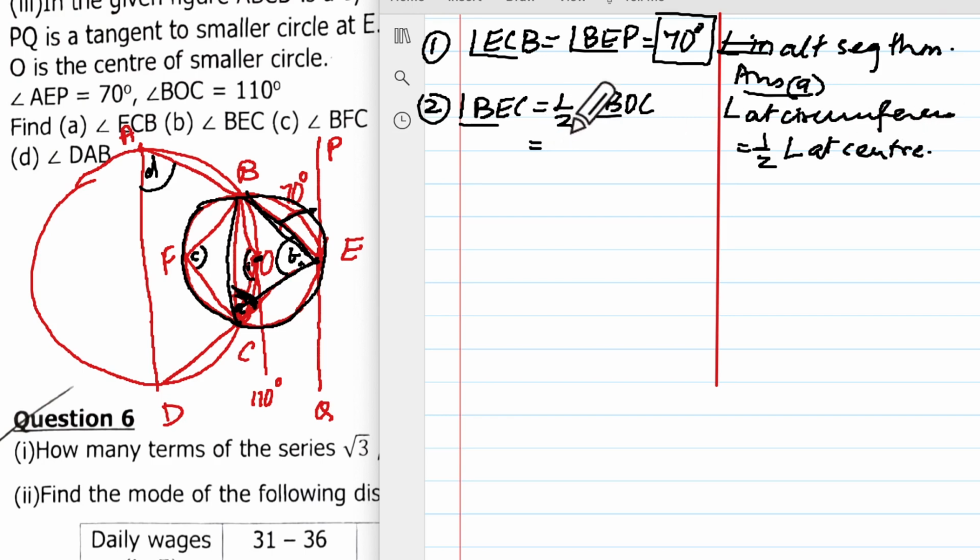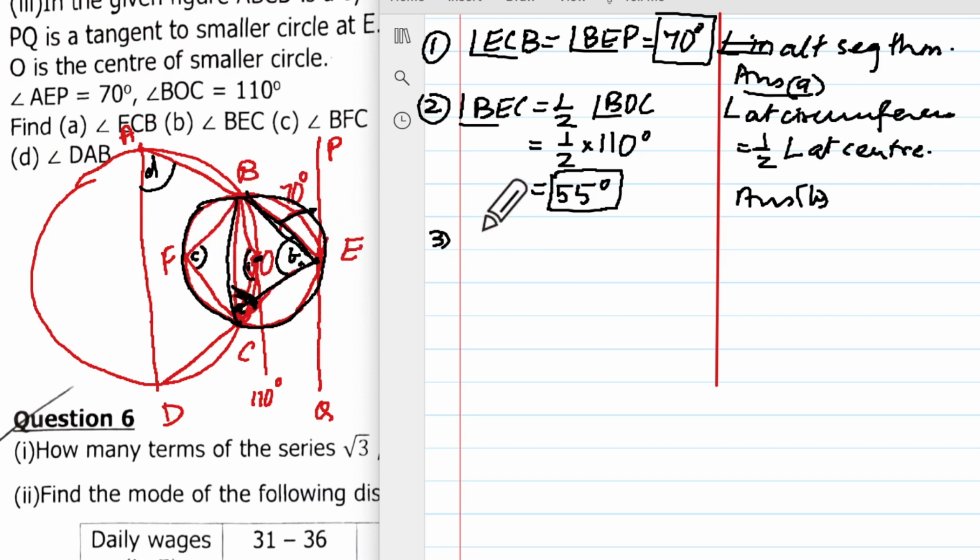Okay, so that is going to give you half into BOC, 110 degrees, which is equal to 55 degrees. This is your answer B. So we finish with this also. This is 55 degrees. BFC. Now BFC and this. Can you see what is this? Isn't it cyclic chord? So angle BFC plus angle BEC is equal to 180 degrees.